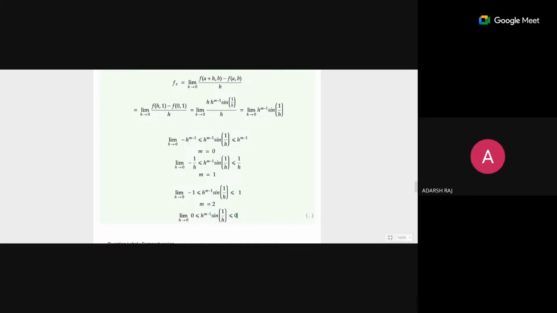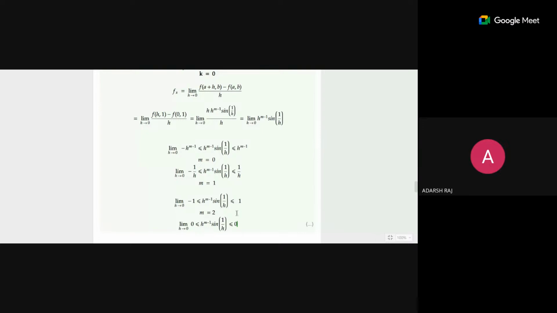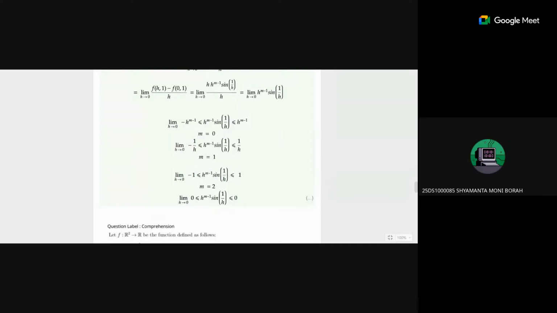Got this? Yes, sir. So basically, in this type of function, we have to use the sandwich theorem, right? Yes, the sandwich theorem will be easier to check if it converges or diverges. So can I move to the next question?